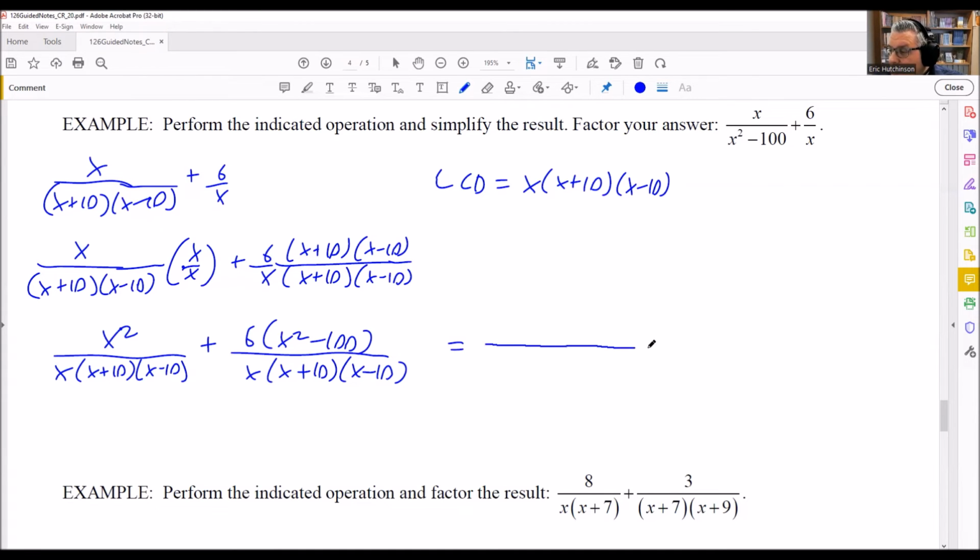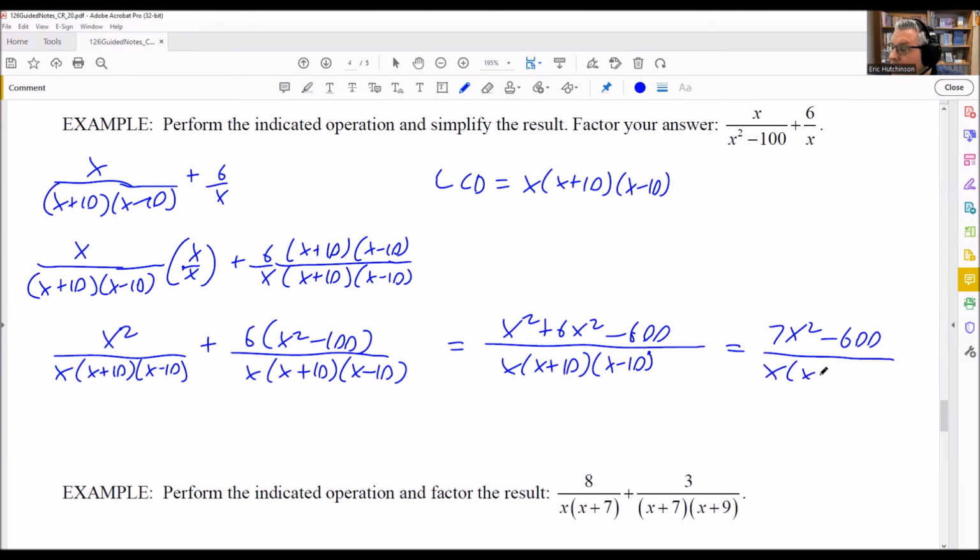So let's do that here. (x plus 10)(x minus 10) we have, and then on top, we have x squared. We can multiply out by the 6, so we have plus 6x squared minus 600. Then we can combine the first two things together and get 7x squared minus 600. That's all going to be over x times (x plus 10) and (x minus 10).